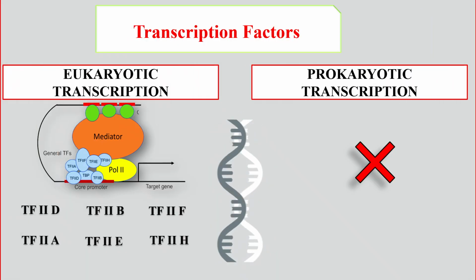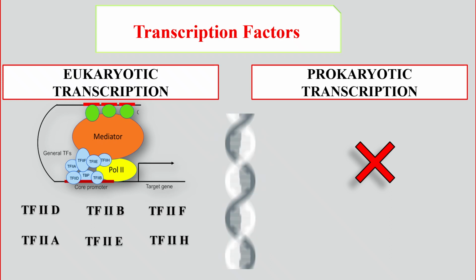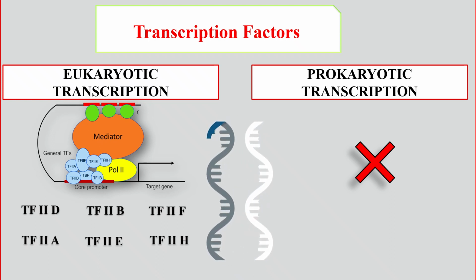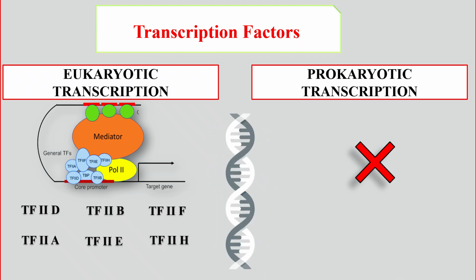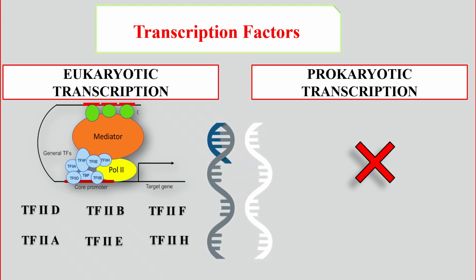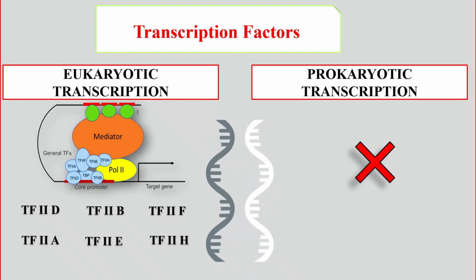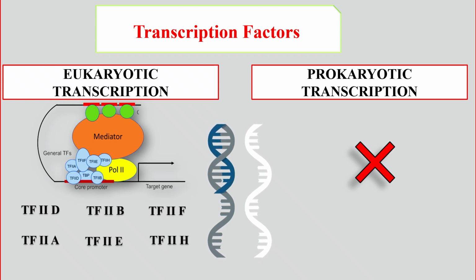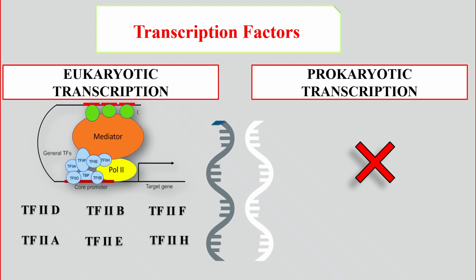Transcription factors in eukaryotes. There is a combination of different transcription factors that form the initiation complex in eukaryotes. These transcription factors are transcription factor 2D, B, F, A, E, and H. These transcription factors combine together to form a complex with the RNA polymerases. If these transcription factors are not present, the synthesis of RNA may be affected. While in prokaryotes, these transcription factors are not required.